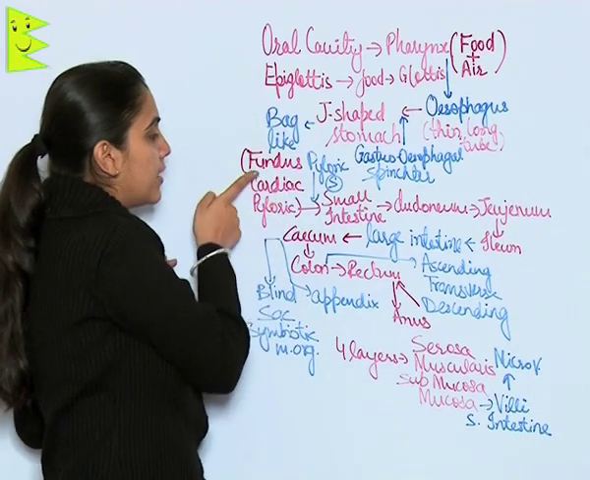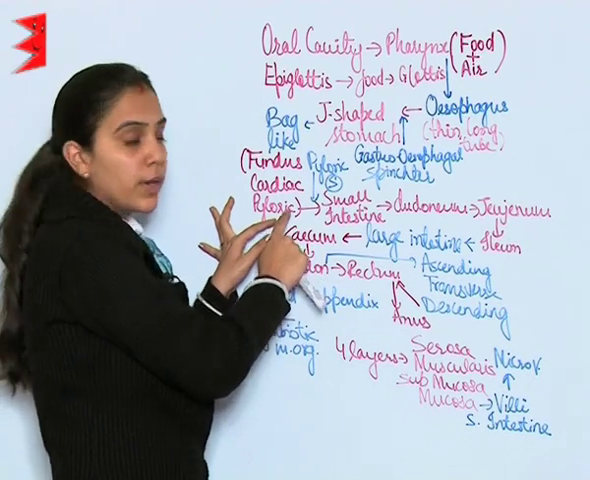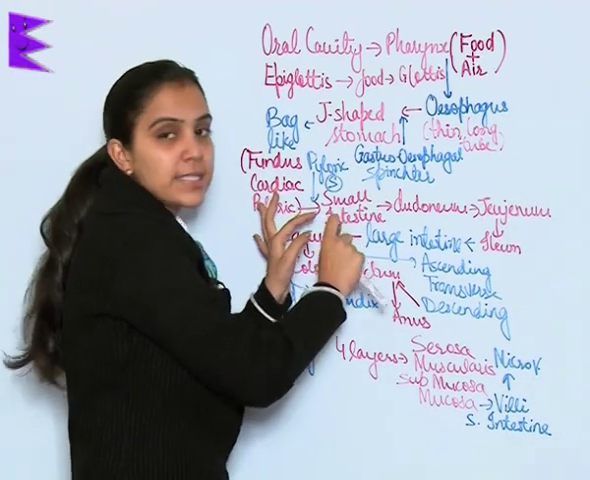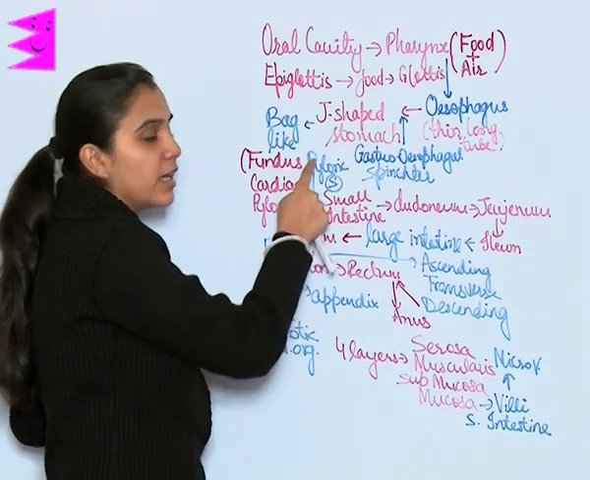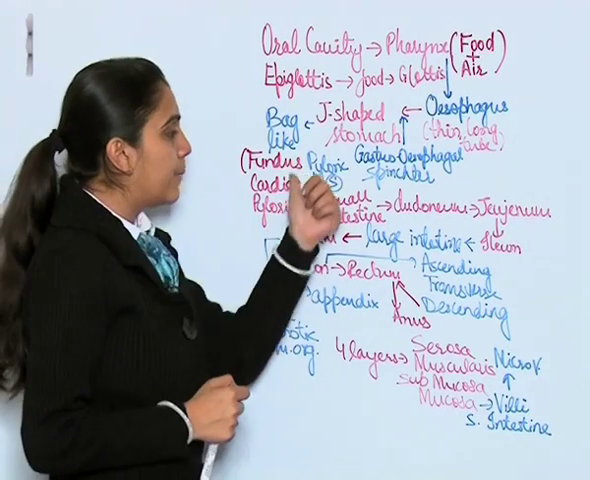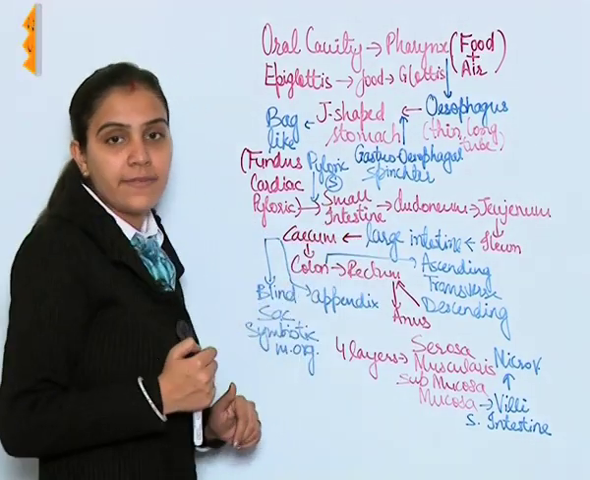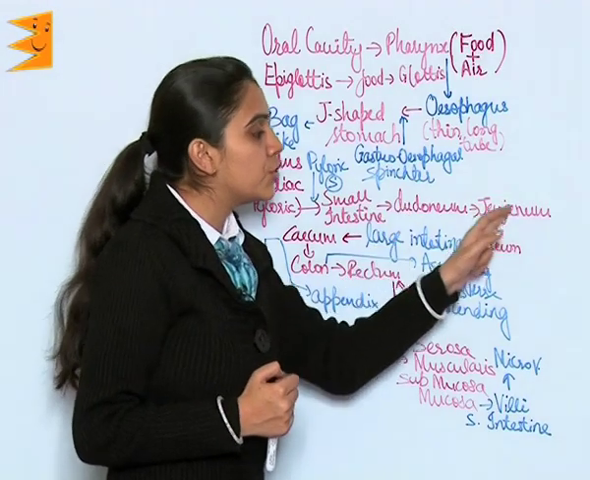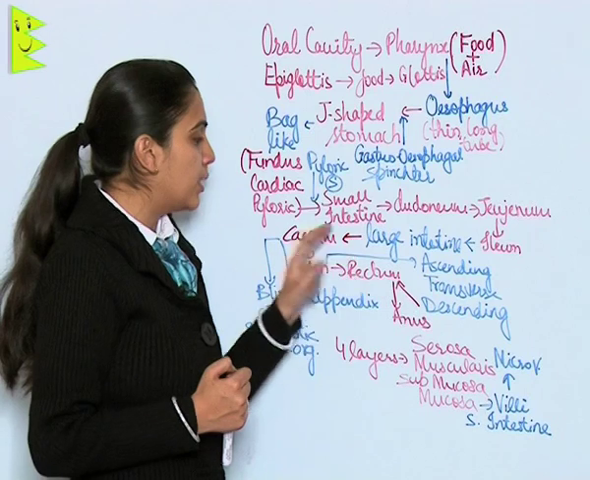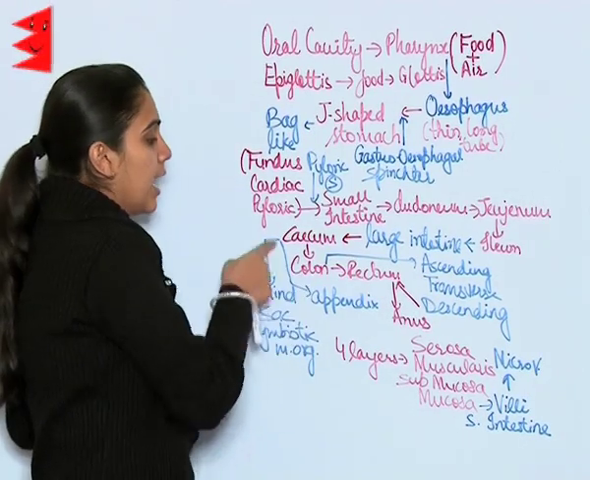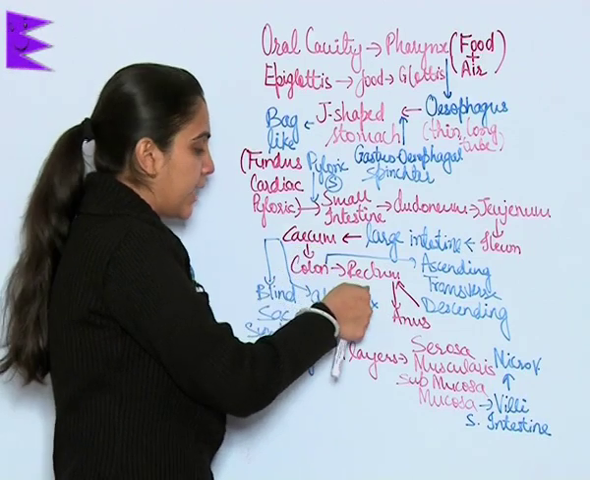Three portions are there: fundus, cardiac and pyloric. The pyloric portion further opens into the small intestine, and this opening is again guarded by another sphincter named the pyloric sphincter. The small intestine has three parts: duodenum, jejunum and ileum. The ileum is the part which opens into the large intestine. The large intestine also has three parts: cecum, colon and rectum.